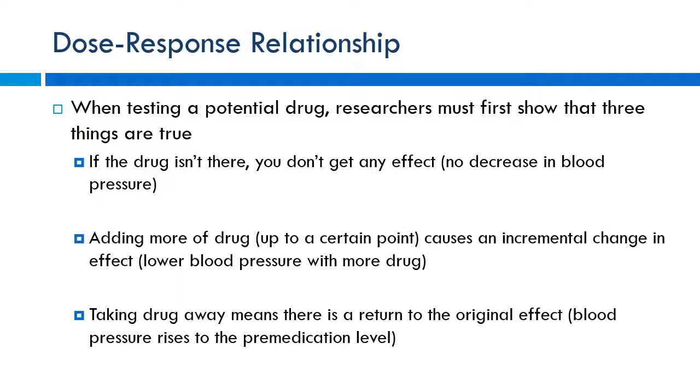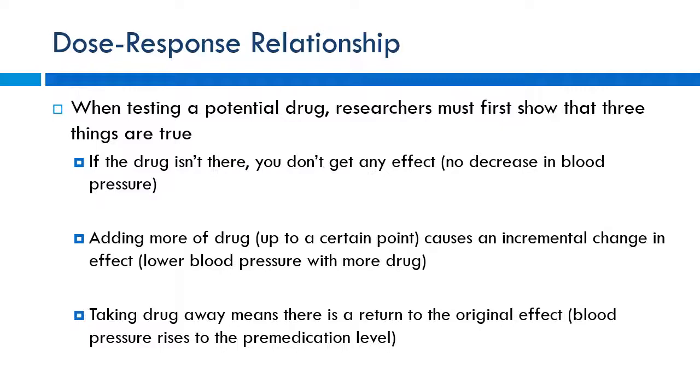So when researchers are testing a potential drug, they have to show basically three facts. They should say, if the drug isn't there, you shouldn't get any effect. That kind of makes sense, right? So I shouldn't see any change in blood pressure. Versus if I add more drug, then up to a certain point, I should expect to see some sort of incremental change in blood pressure.